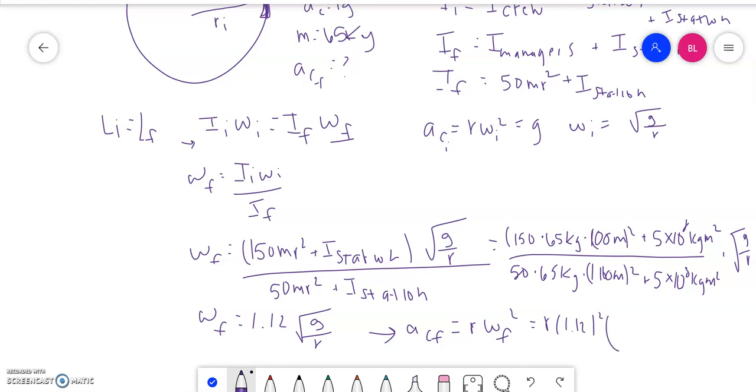1.12 squared, and then when you put in the final angular velocity, square root of g over r, well, that squared is just g over r. And then these r's cross out. And you will get a final answer of 12.29 meters per second squared.